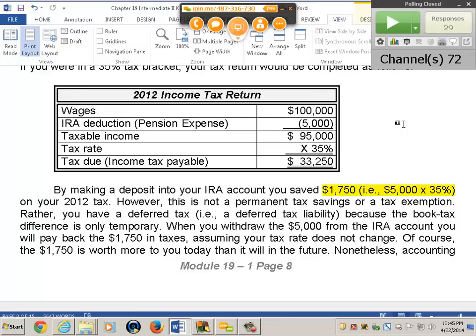And here's the second and probably the most difficult for you to accept. We do not use discounted cash flow. We ignore the time value of money. So we assume that the $1,750 you saved in 2012 will be exactly as valuable as the $1,750 when you pay it back in 2016 and 2017. Not true. We do not discount deferred taxes. And there's a reason for it.